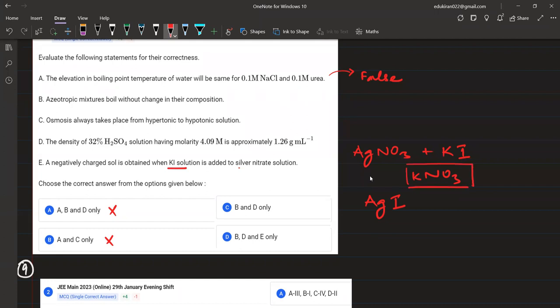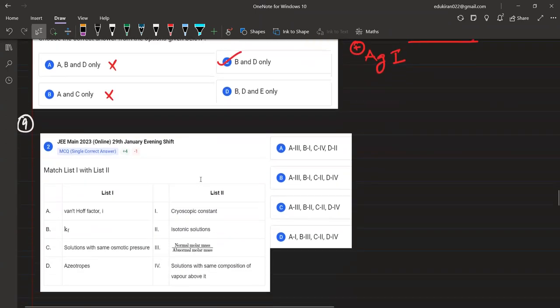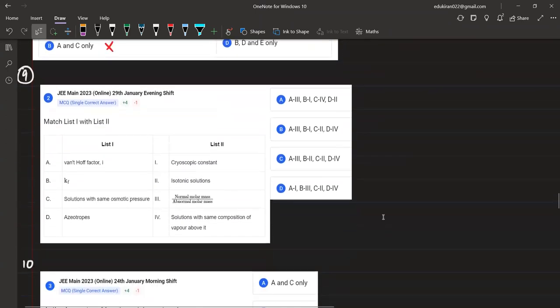Now, what is KNO3? This is a very strong electrolyte. AgI, AgCl, all of these are weak electrolytes. And because of Ag, what will happen here? It will be adsorbed and a positive sol will be created, not a negative sol. Okay? This is false. So the correct option will be C. Now, moving on to the next one. Do this one.